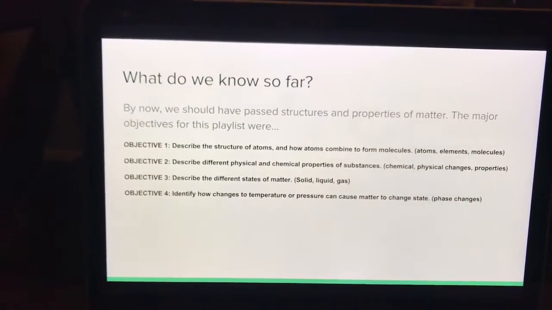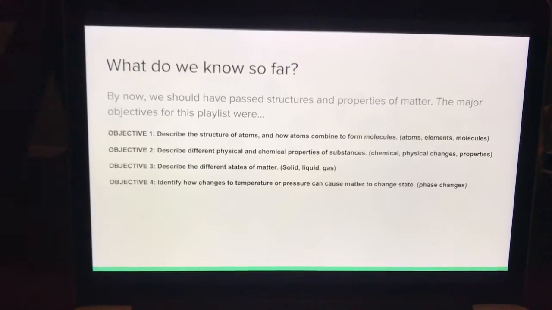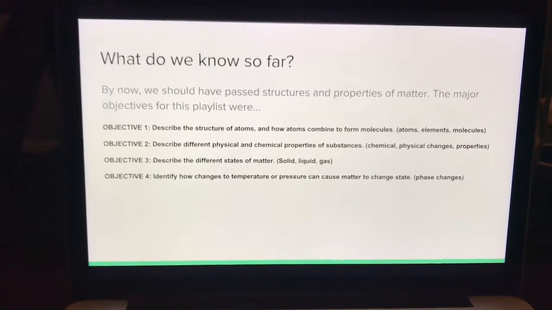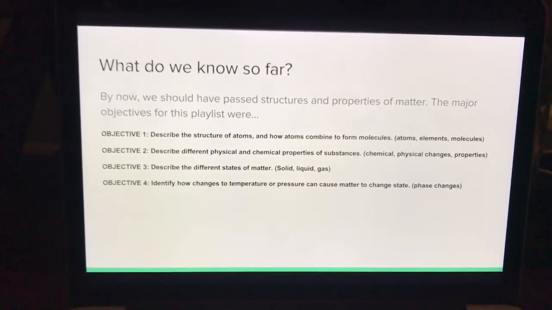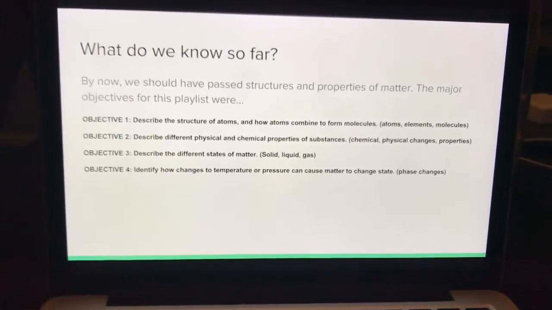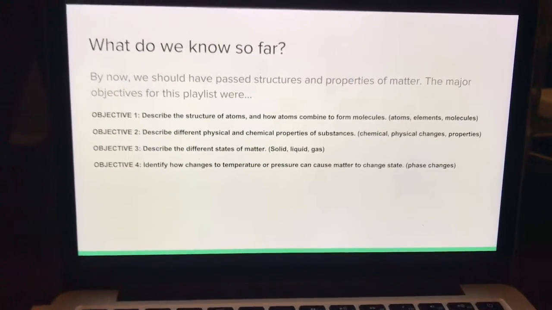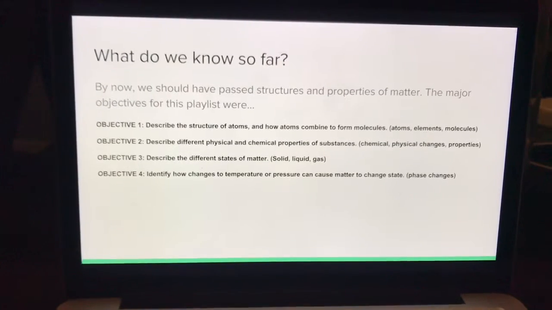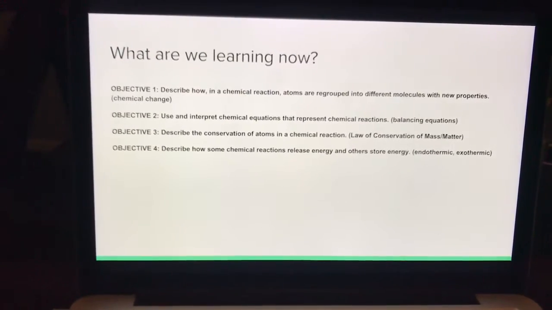So far you should have passed Structures and Properties of Matter. The major objectives for this playlist were to describe the structure of atoms and how they combine to form molecules. So you learned about atoms, elements, and molecules in this playlist. Objective 2 is to describe different physical and chemical properties of substances. Objective 3 was all about our states of matter, solid, liquid, and gas. And objective 4 was how temperature and pressure cause matter to change state.